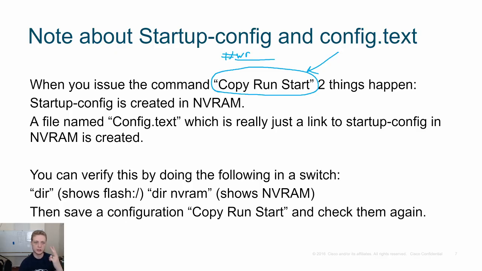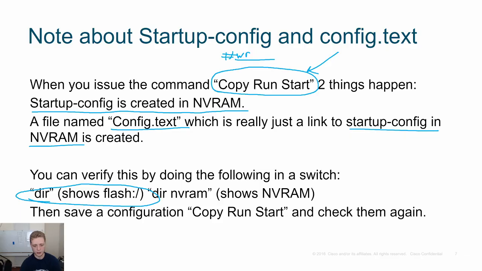So there's two things that are going to happen when we run this command. The startup config is going to be created or overwritten. And then there's going to be a file named config.txt, which is really just a link to the startup config in NVRAM. So you can verify this by going into a switch and going to the directory and typing these commands. And we can actually do this live.